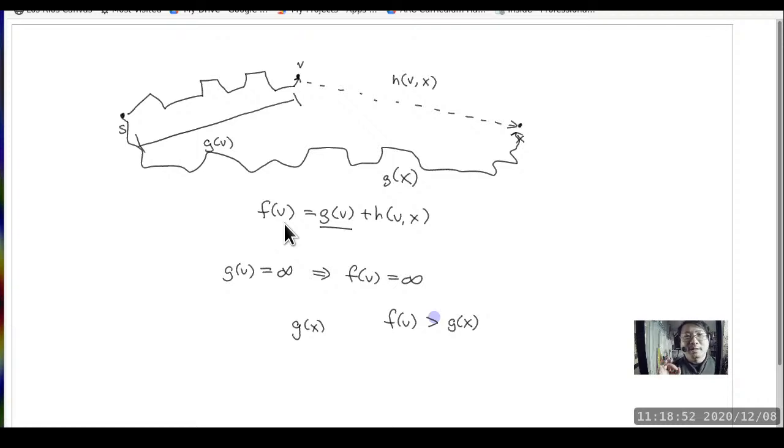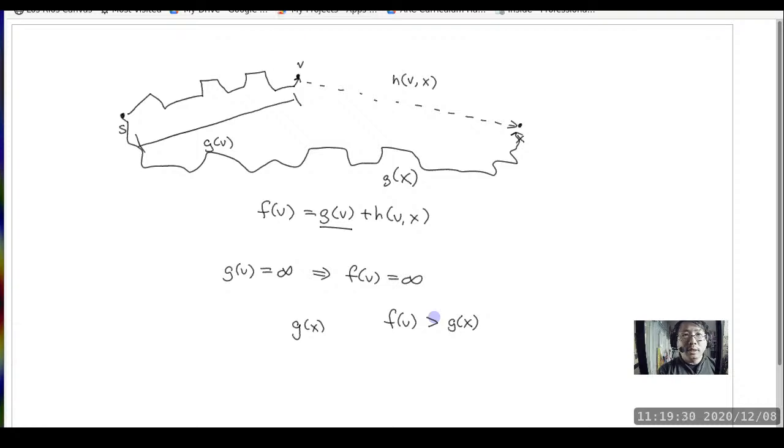So f of v is greater than g of x is basically saying v cannot be on a shortest path from the starting point to the destination. Now, I did say a instead of the, because there can be multiple paths having the same length. They're all, quote unquote, the shortest between the starting point and the destination. So that's why I said v cannot be on any one of the shortest paths from the starting point to the destination. Okay, so now we switch back to the algorithm.